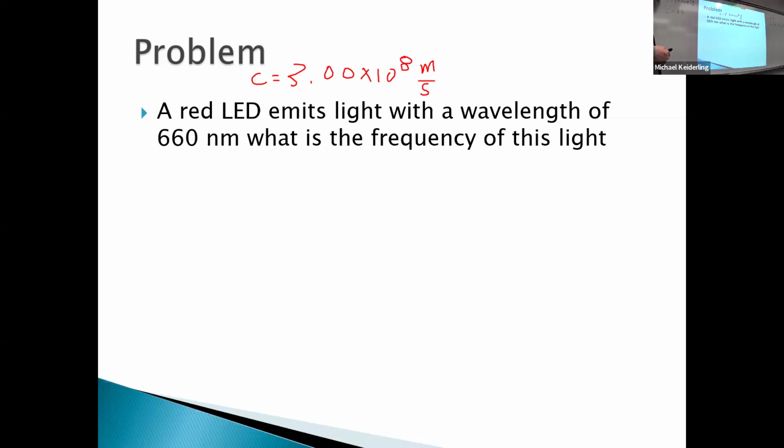So a red LED will emit light with a wavelength of 660 nanometers. What is the frequency of this light? And that 660 nanometers is an actual wavelength for red LEDs. I got it from some product source. I don't remember where I looked it up, but I found an actual LED on the market that had that wavelength. So I'll give you guys a minute or so to work this out. Remember that a nanometer is 10 to the minus 9 meters.